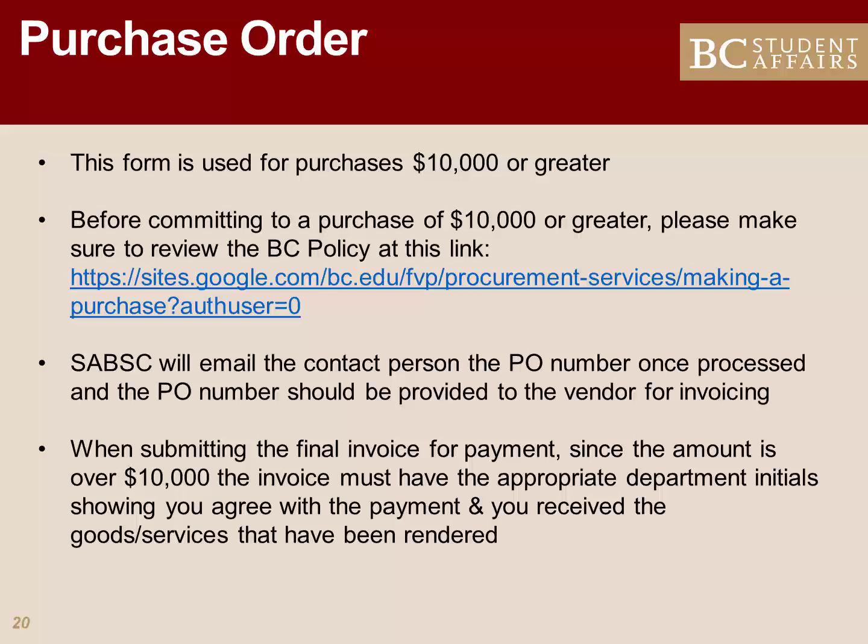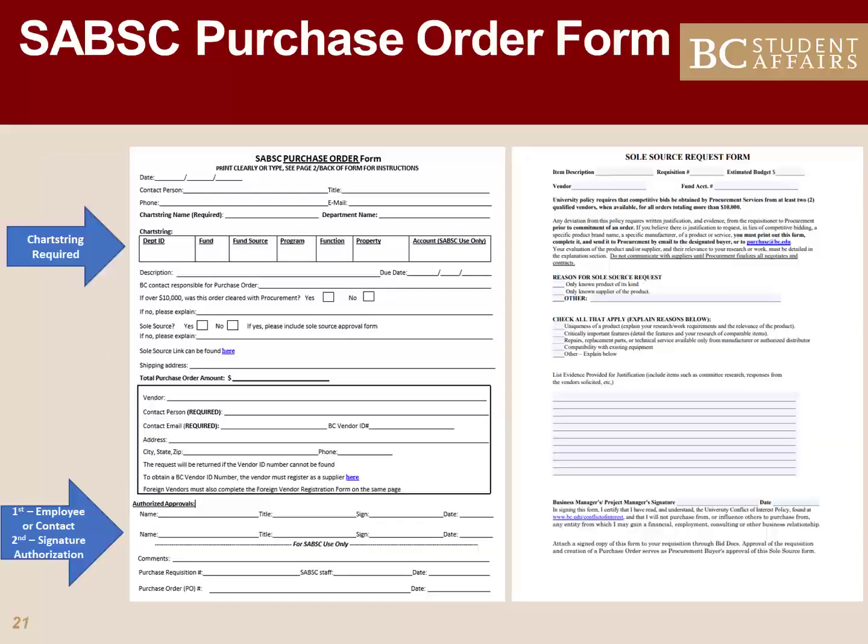The sole source form should be submitted with your purchase order request. Following the submission of the request, the newly generated PO number will be emailed to the listed contact person, which should be provided to the appropriate vendor for invoicing. Prior to submitting the final PO invoice that is over $10,000 to SABSC, you must have the appropriate department initials on it. The processing of the purchase order can take 7 to 10 business days.